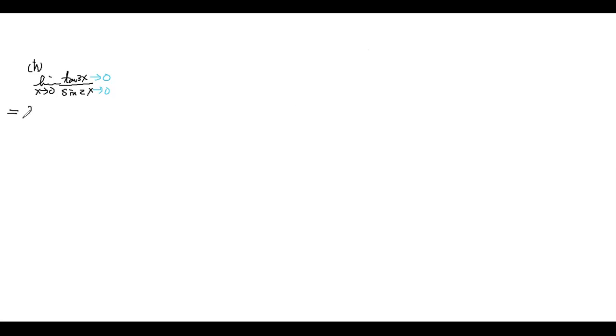Now let's try to use L'Hopital's rule. What is the tangent derivative? Remember, the tangent derivative is secant squared 3x. But don't forget what rule we use here: chain rule, right? So I need to take the derivative of the 3x, and that's why I got a 3 here. Now the derivative of sine is cosine 2x. The same way, because this is 2x, I need to apply the chain rule. So 2x gives you what?